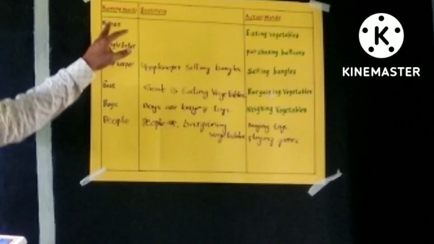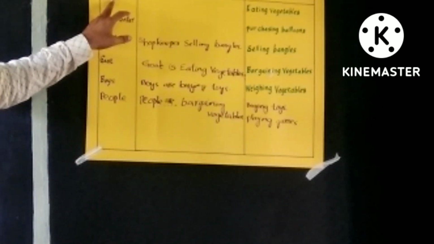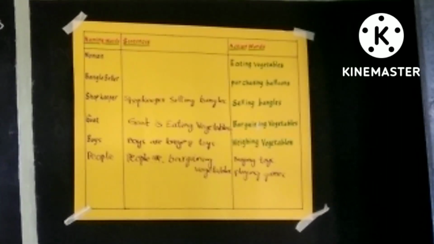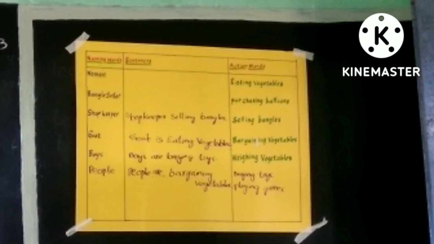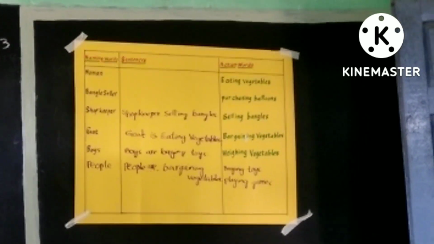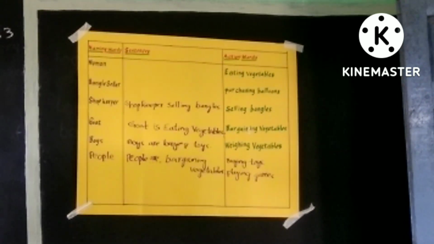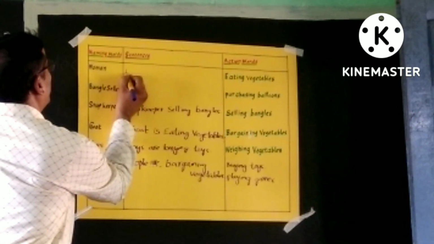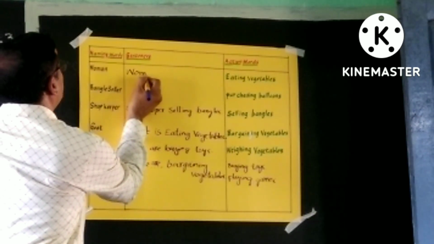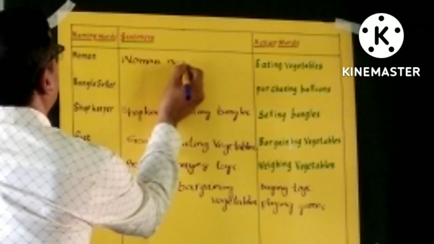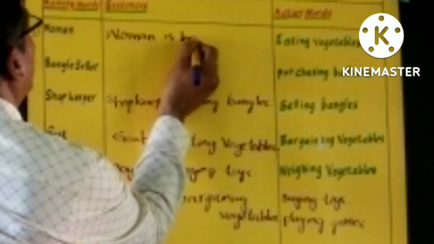Woman. What is the woman doing? Buying vegetables. Yes, the woman is buying vegetables.